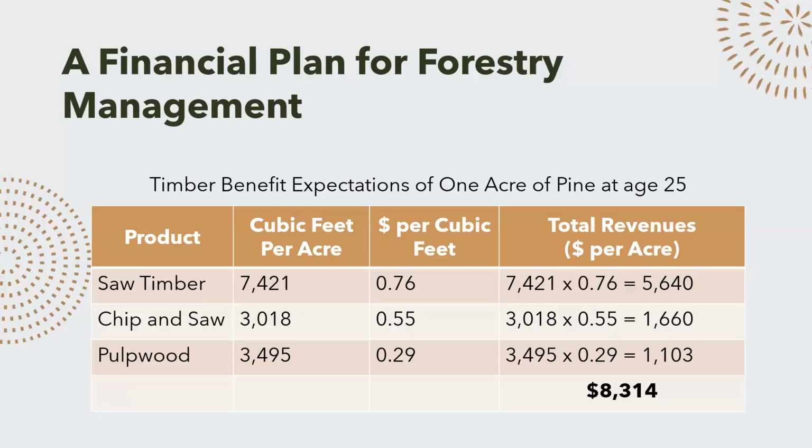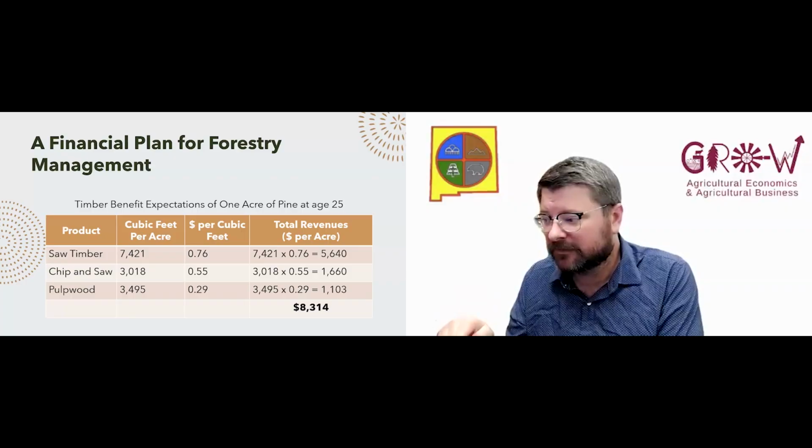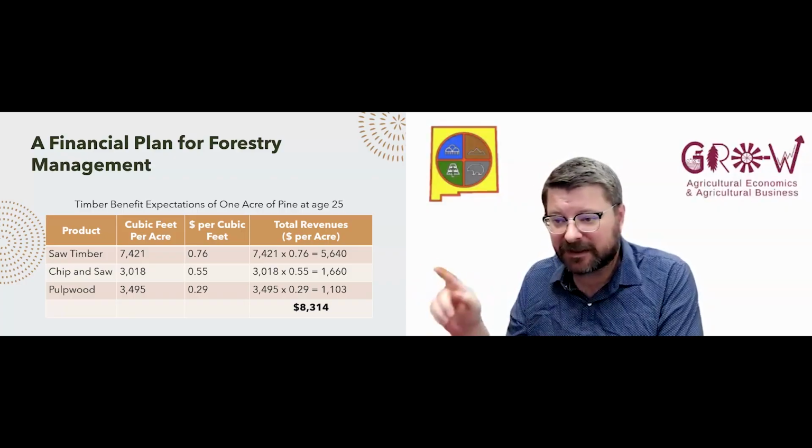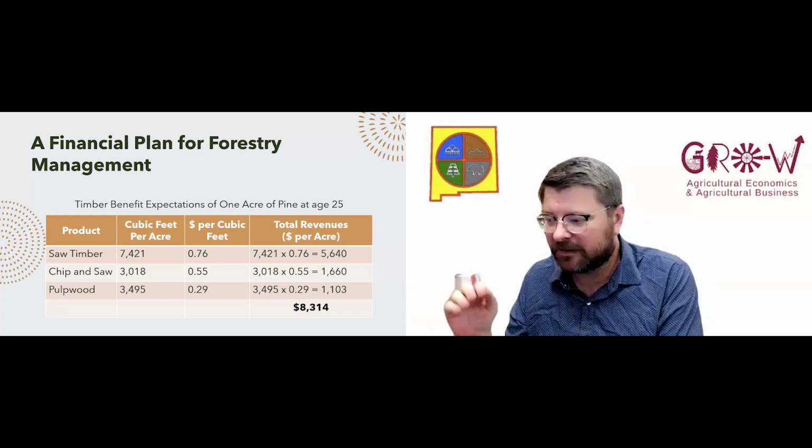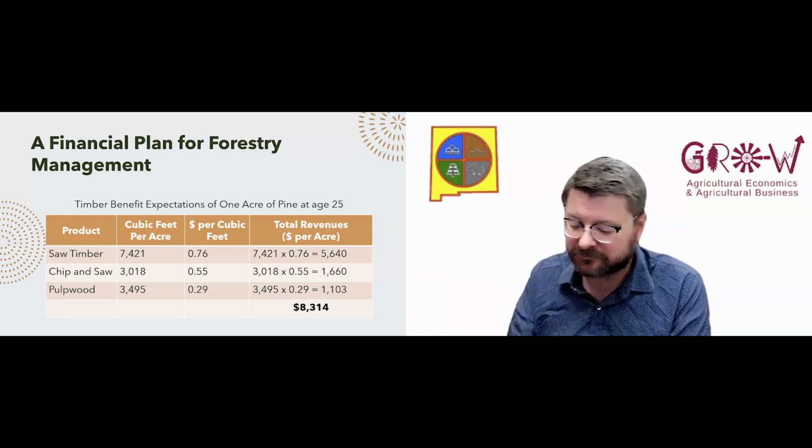So we can get saw timber, chip and saw, and pulpwood out of it. And we know what our yields are going to be. So we have cubic feet per acre. And then we have an estimate of the dollars per cubic foot that we can get for each of those products. So just multiplying those two things together and summing, that can give us the total revenues per acre of about $8,000. But we've got a little problem here, which is that's the value 25 years from now.